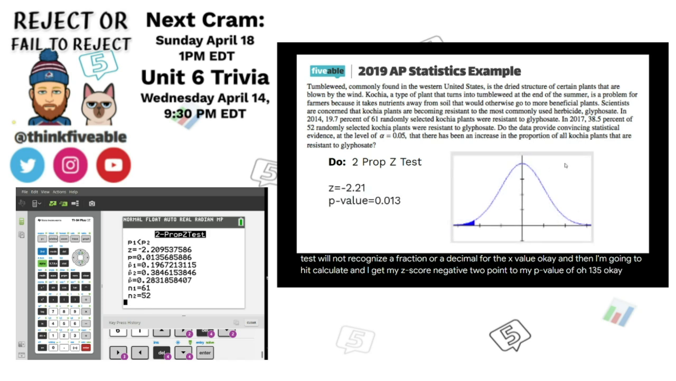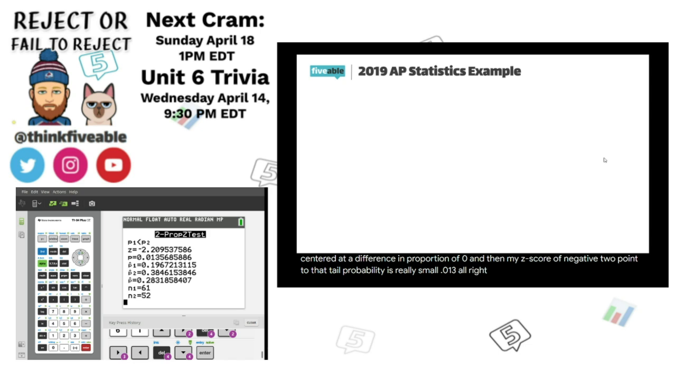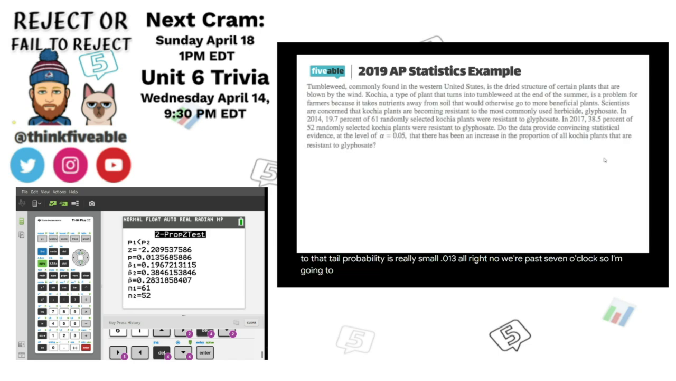Okay, and this is what it would look like on the normal curve. Centered at a z-score of 0 or centered at a difference in proportion of 0, and then my z-score of negative 2.2, that tail probability is really small, 0.013. All right, I know we're past 7 o'clock, so I'm going to wrap things up here.